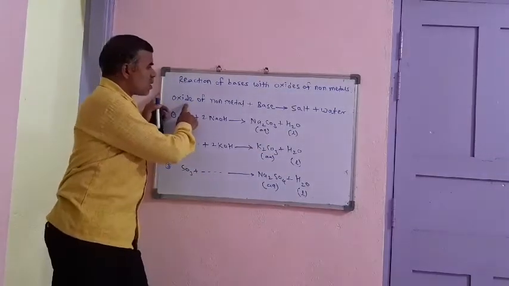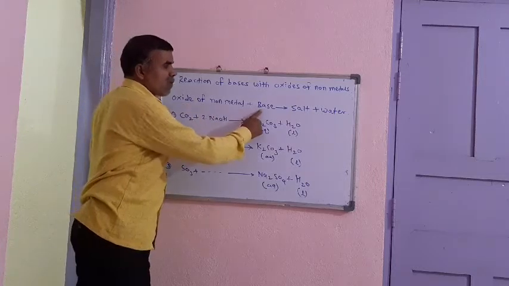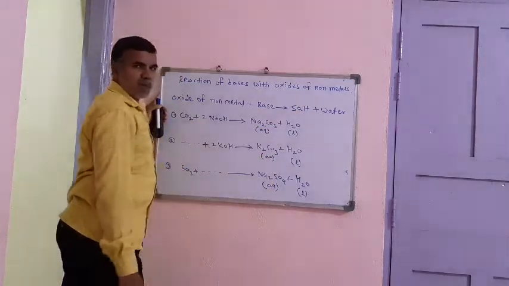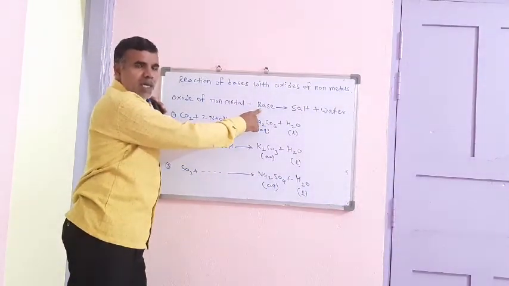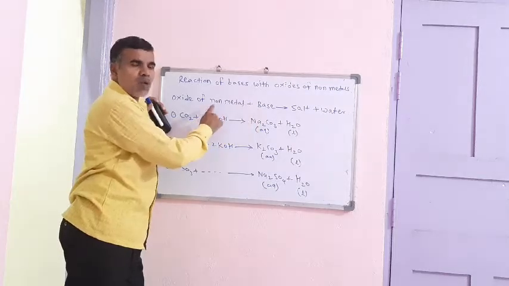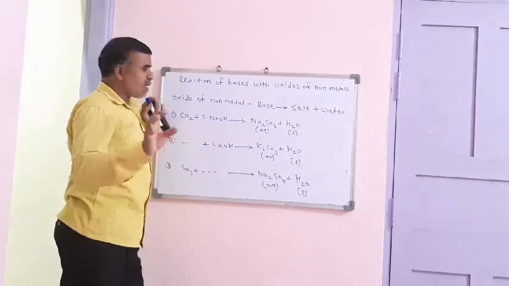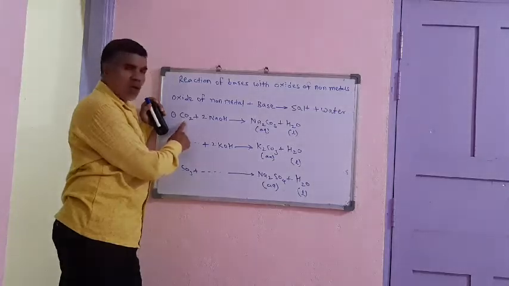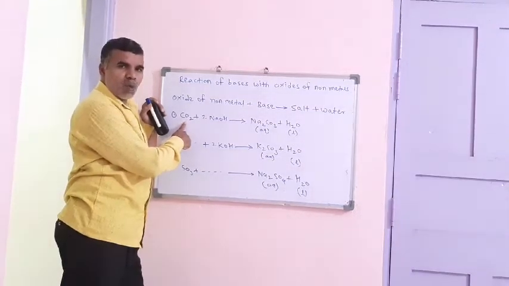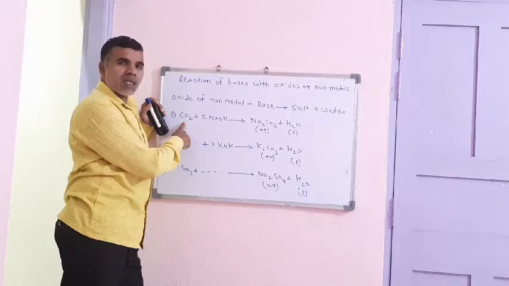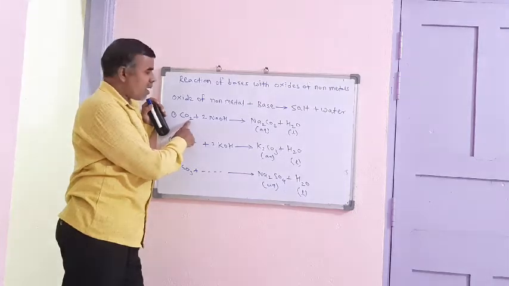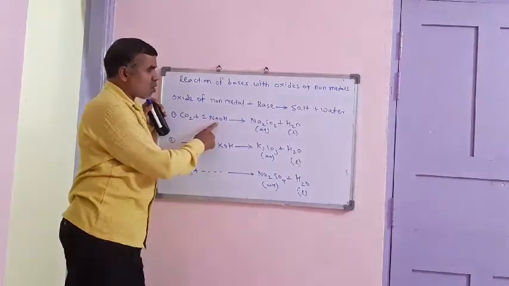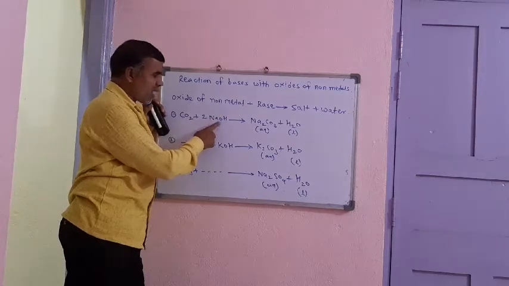First reaction: oxides of a non-metal reacted with a base to form salt and water. Base means OH minus ion. We know that any base reacted with a non-metal oxide forms salt and water. First example, first reaction, carbon dioxide, which is a non-metal. All the non-metals are generally in a gaseous form. Carbon dioxide is a non-metal oxide reacted with a base.